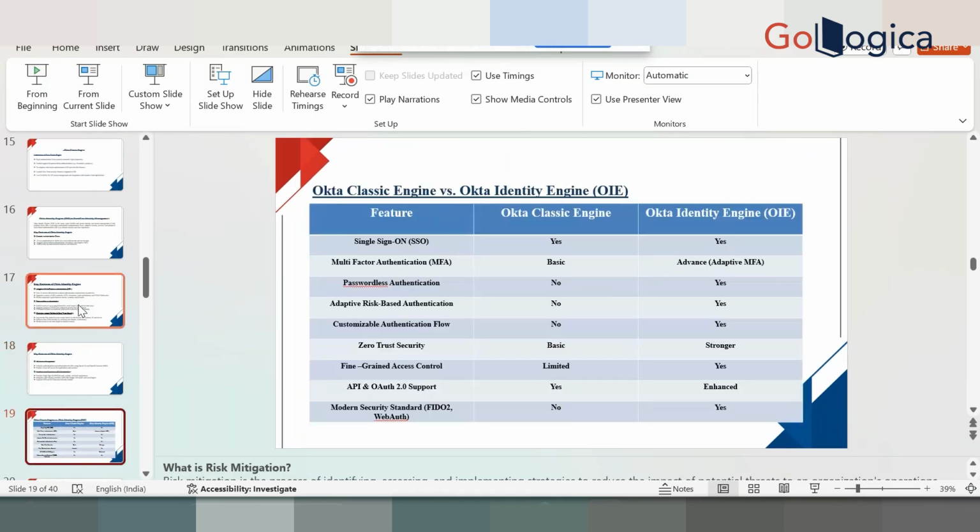You can see in this picture, single sign-on is there on both sides. We have multi-factor authentication, which is basic in the classic engine, but in the Okta Identity Engine we have adaptive MFA. Similarly, password authentication is there in the new version. Likewise, we have customizable authentication flow, zero trust security, fine-grained access, APIs, and modern security standards. All of these things we have in the Okta Identity Engine.